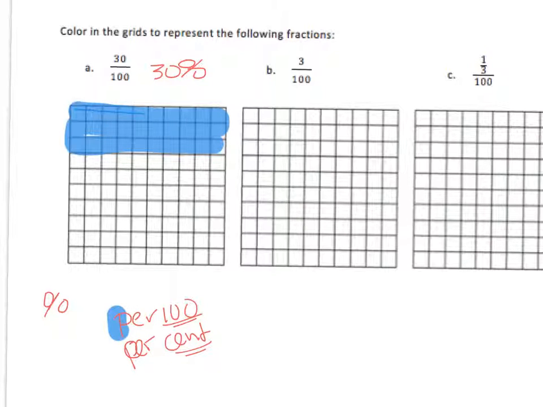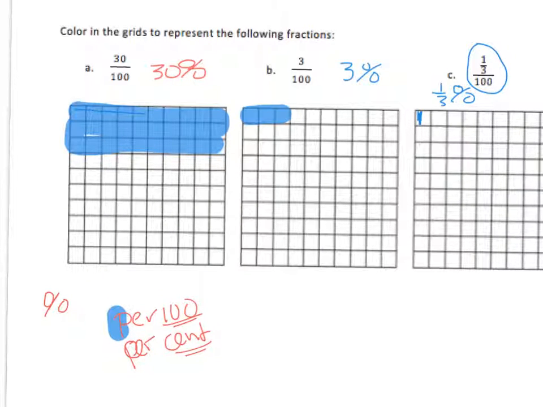3 hundredths. So 3 hundredths, instead of 30, there's just 3 of them. And that would be 3%, because the per 100 is the same thing as per cent. And 1/3 of 100. That does not mean that you're coloring a third of the squares. It means 1/3 of a percent. So you're not even coloring a whole square, but 1/3 of one.